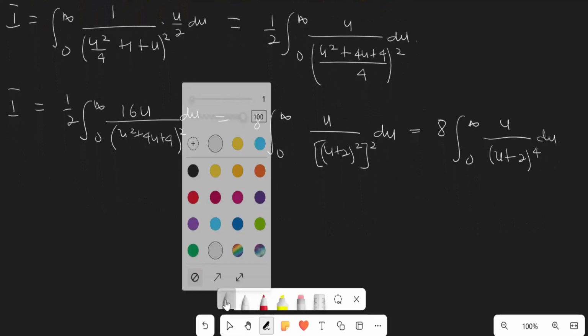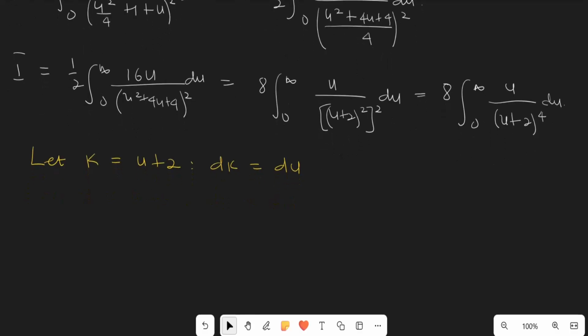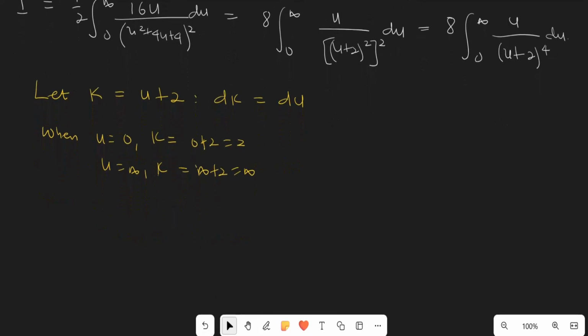So we can do another u-sub here. Why not? We can let k, let's say k, be equal to u plus 2. And dk is going to be equal to du. The change in limits: when u is equal to 0, k is going to be 0 plus 2, which is equal to 2. When u is equal to infinity, k is going to be equal to infinity plus 2, which is equal to infinity. So our limits will change from 2 to infinity.